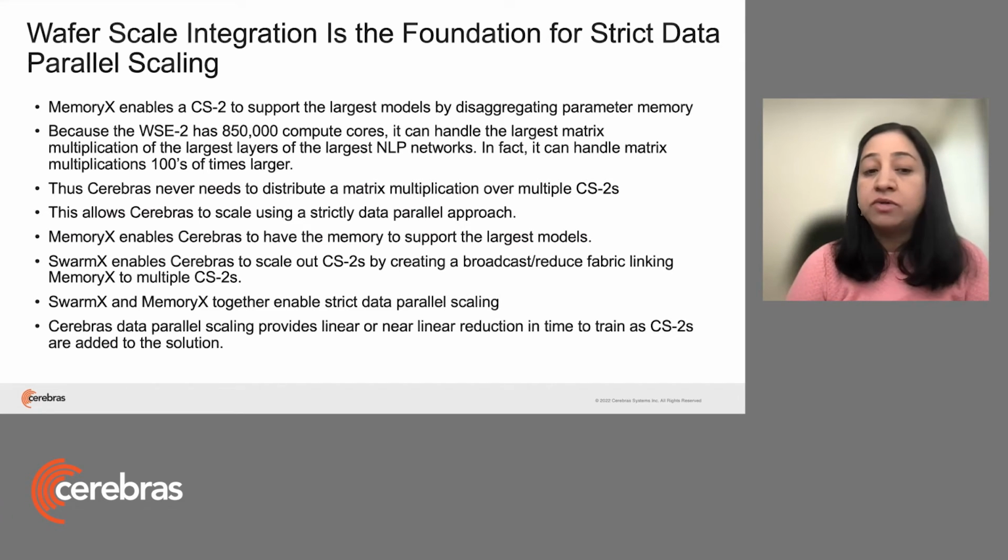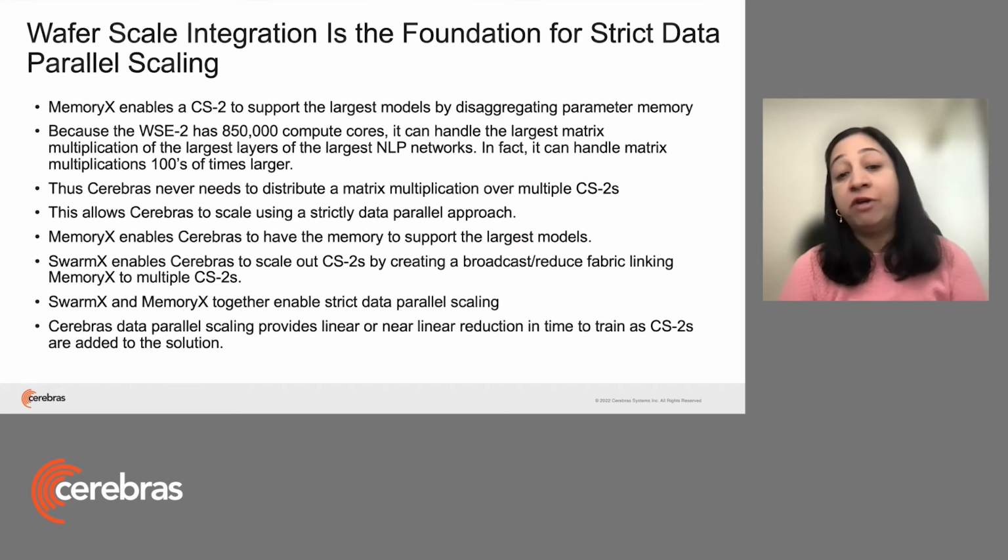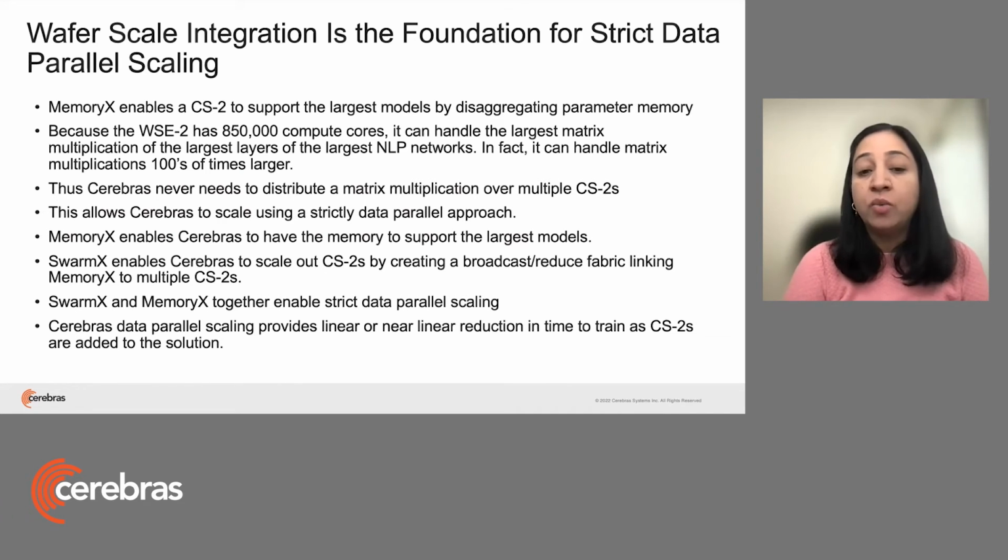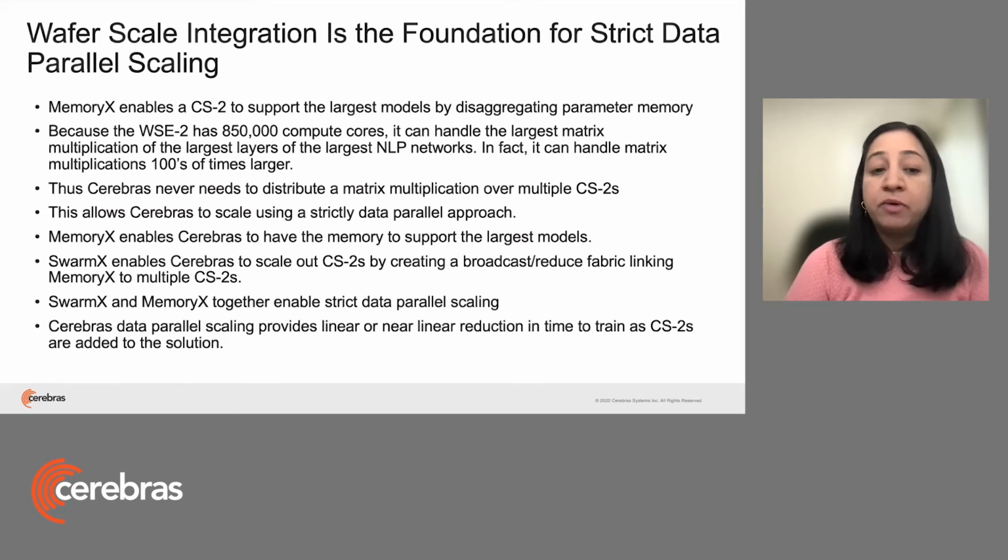So this allows Cerebras to go with the very first approach of parallelism that Claire introduced, which is the data parallel approach, which as an ML user you might already be familiar with. It's the simplest and easiest way to scale out. Now, MemoryX enables Cerebras to have memory to support all these largest models. SwarmX enables scaling out from one to multiple CS2s, but together they enable strictly data parallel scaling.